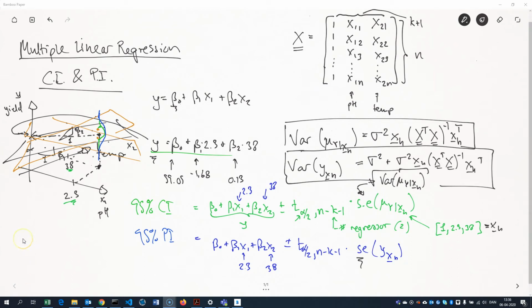In this video, we will try to compute the confidence interval for the mean response, or the expected response, and the prediction interval for a new observation, a new response. That corresponds to the first one. The first interval corresponds to the green curve here, which represents the uncertainty of the whereabouts of the regression plane.